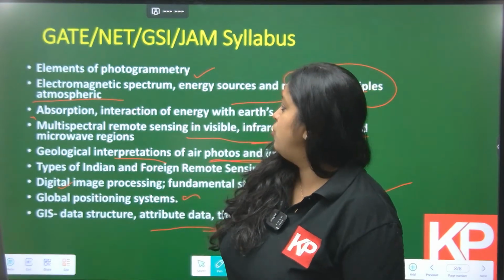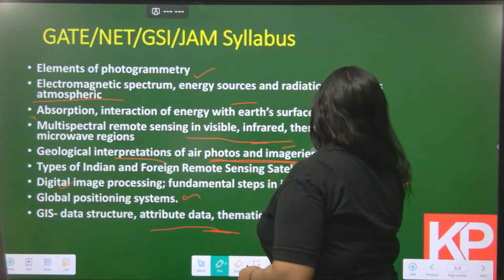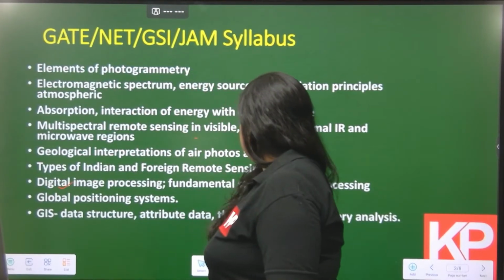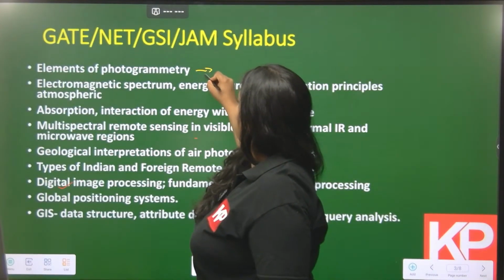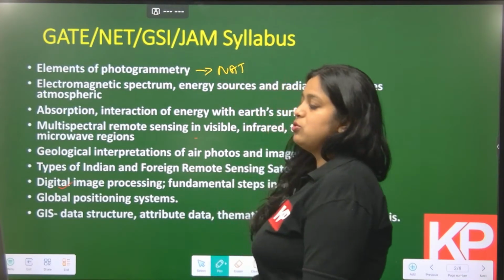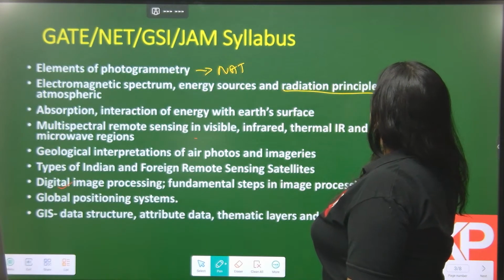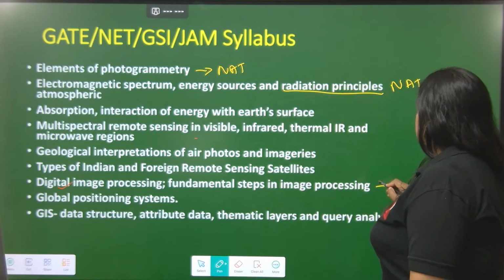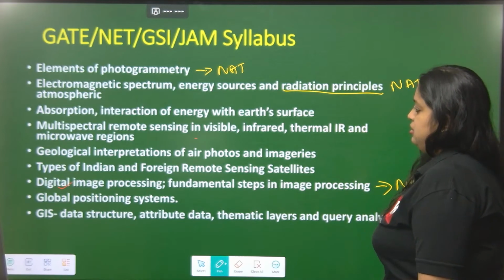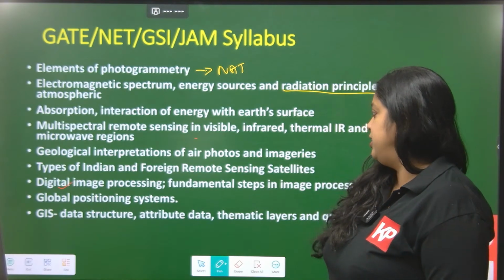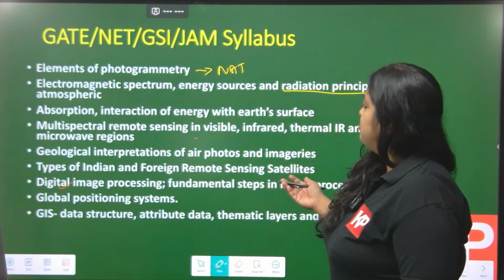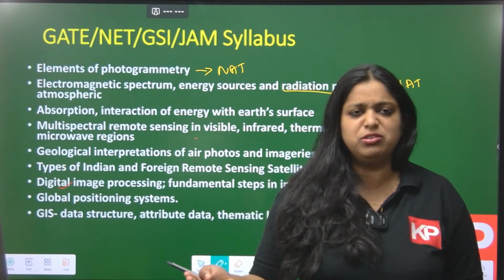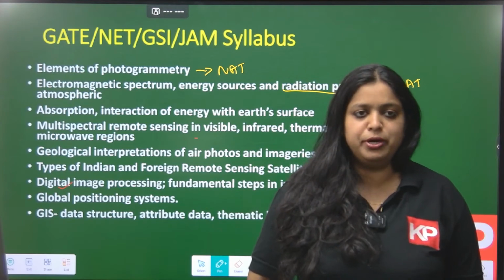So all around, when it comes to the topics over here, if I write the importance, numerical questions will be asked from the first section over here. This photogrammetry, from here numerical questions can be asked. Then from radiation principles, numerical questions can be asked. From the digital image processing part also, numerical questions can be asked. These are the major areas from where numerical questions can be asked, and sometimes related to radiometric resolution also they can ask a question, but we won't be able to say that is a numerical question. It's a conceptual part only.